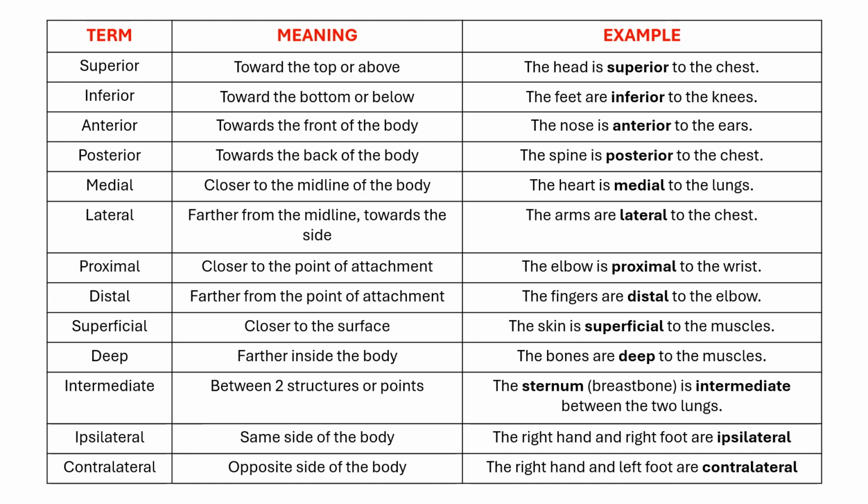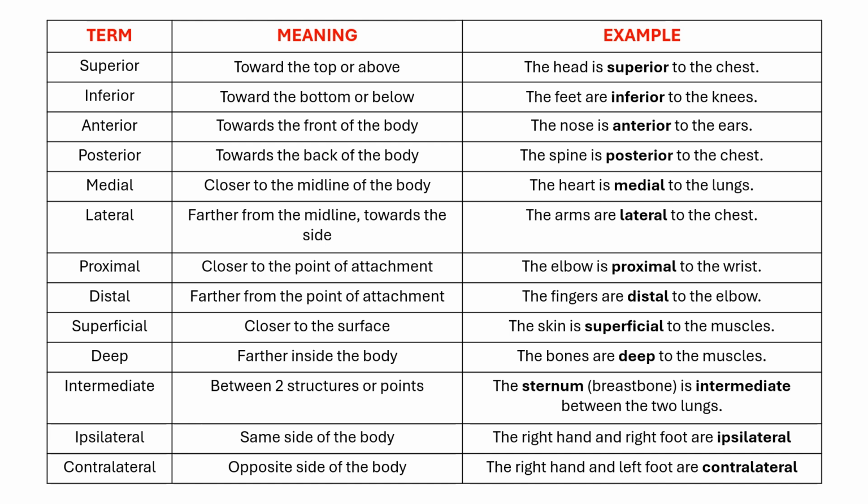Next is contralateral, that is the opposite side of the body. For example, the right hand and left foot are on opposite sides, right? That is contralateral. One more example is the right kidney and left lung. Both are on opposite sides, so we can say they are contralateral.